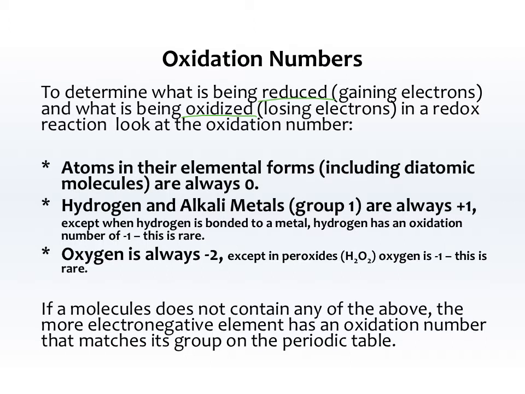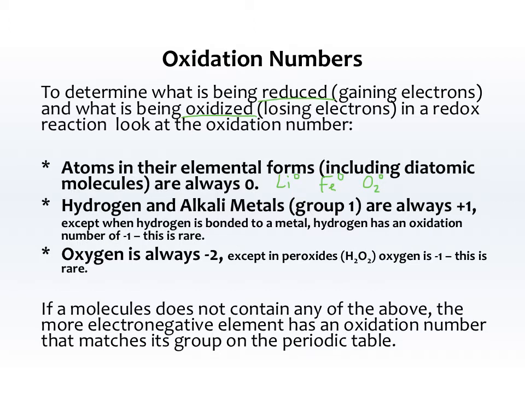So here's the rules for oxidation numbers. Atoms in their elemental forms, including diatomic molecules, are always 0. So that would be plain lithium has a charge of 0, or plain iron has a charge of 0, or oxygen, the diatomic molecule, has a charge of 0.